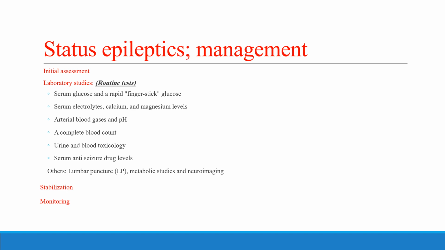Management of status epilepticus includes initial assessment and stabilization of the patient. Lab studies include serum glucose, serum electrolytes, magnesium and calcium, ABG, complete blood count, urine and blood toxicology, anti-seizure drug levels, and others as needed by clinical scenario, which include lumbar puncture, metabolic studies, and neuroimaging. Then we have to stabilize our patient with frequent monitoring.